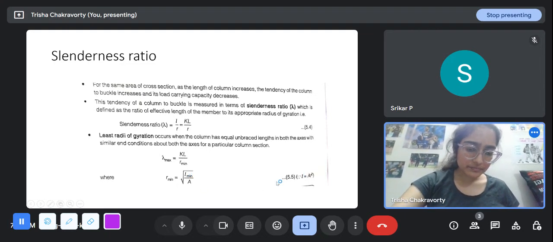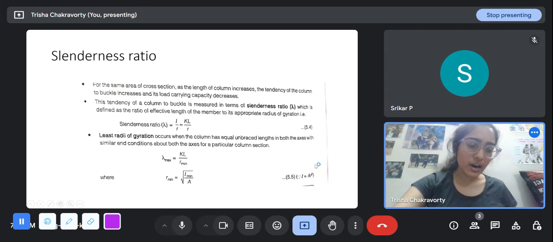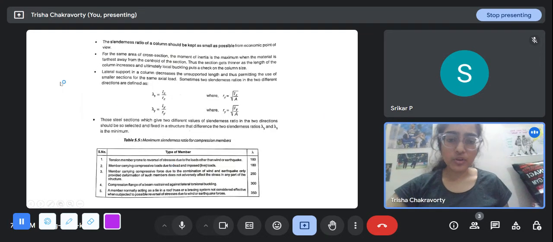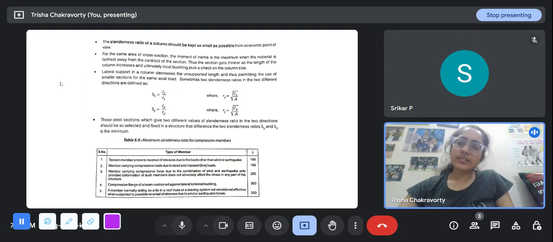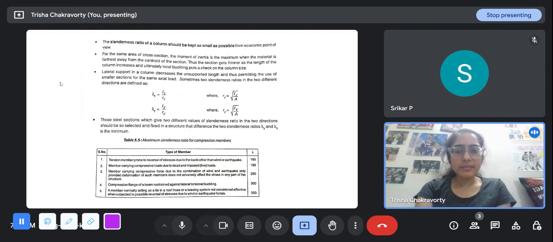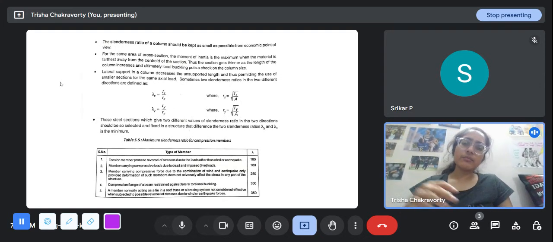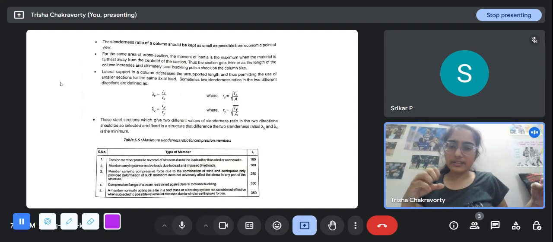Basically, moment of inertia, we know, is area into r squared in very simple terms. So this is some kind of analogous calculation. The slenderness ratio of a column should be kept as small as possible from an economic point of view. For the same cross sectional area, the moment of inertia is the maximum when the material is farthest away from the centroid of the section. You know that from the definition of moment of inertia, it depends on the area and also on the square of the distance.